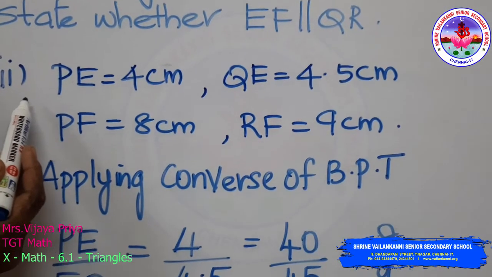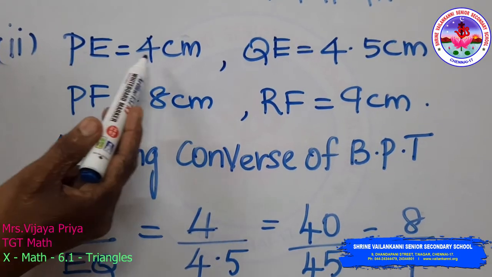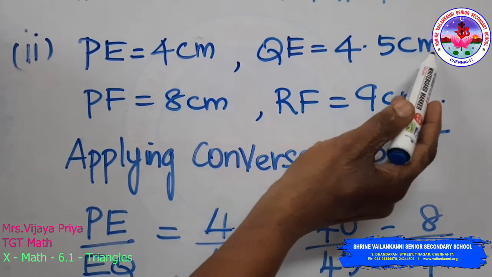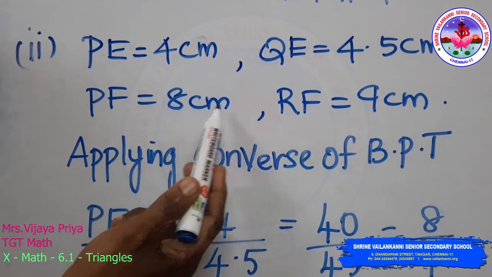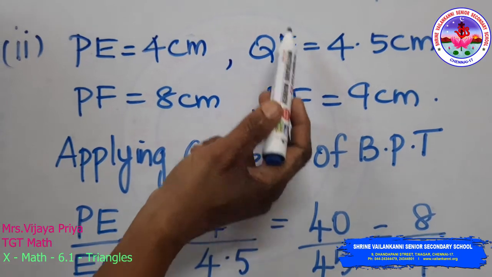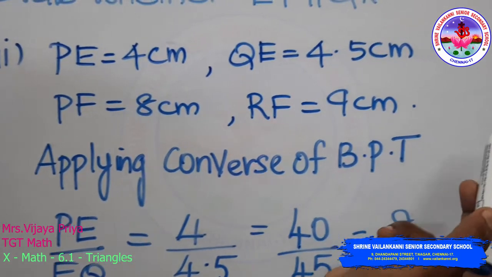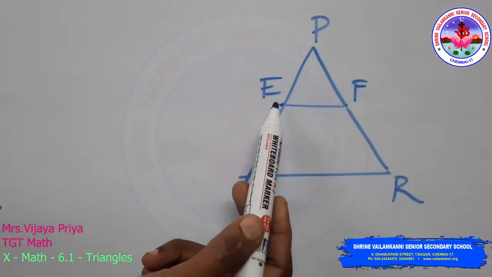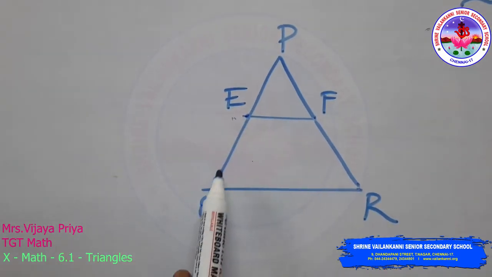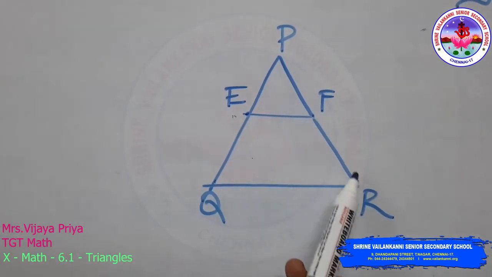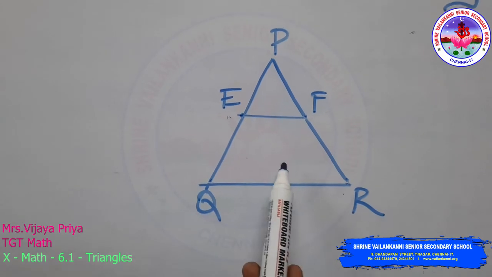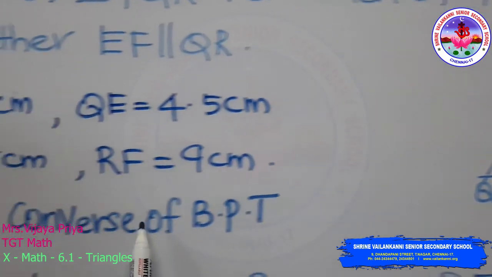Second problem, second subdivision. He has given PE is equal to 4 centimeter, QE is equal to 4.5 centimeter, PF as 8 centimeter, RF is 9 centimeter. We need to find out whether EF is parallel to QR. Again, I have drawn the figure PQR where EF is a line. So he has given the PE value, QE value, PF as well as RF. We need to find whether EF is parallel to QR.